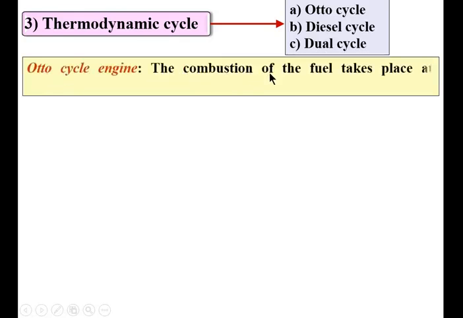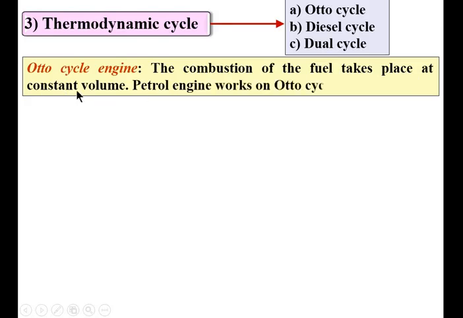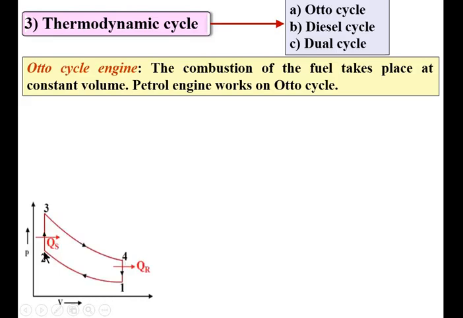In Otto cycle, the combustion of fuel takes place at constant volume. Generally, petrol engine works on Otto cycle. This is the figure of the Otto cycle on PV diagram, and here you can see the heat addition. That means we can say combustion of fuel takes place at constant volume in case of Otto cycle.